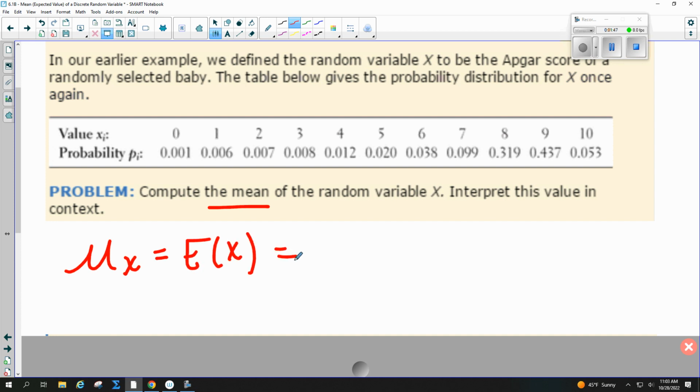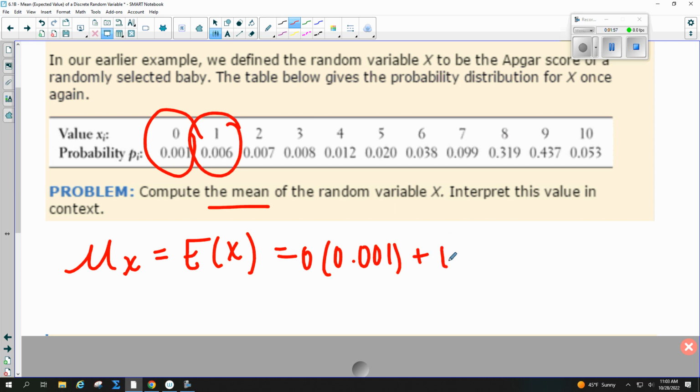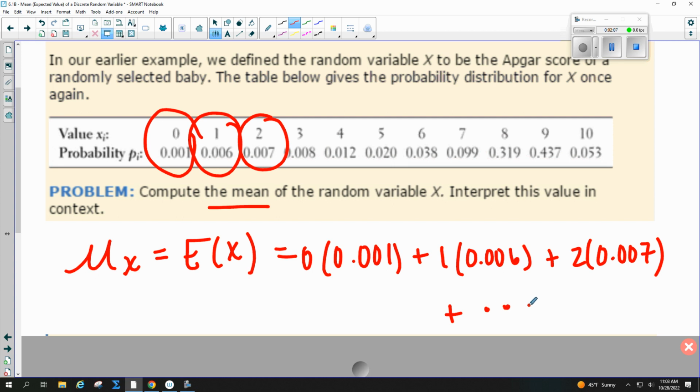And then you're going to do this times this: 0 times 0.001 plus this times this, 1 times 0.006. And then I'll do one more just for fun. And then you can write plus dot, dot, dot. If you were to plug all that in, you get 8.128.